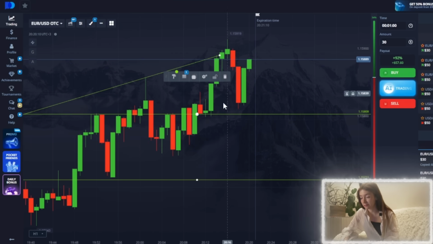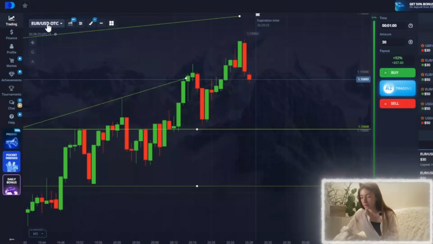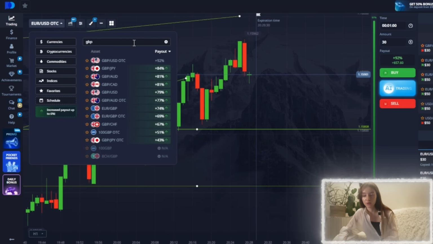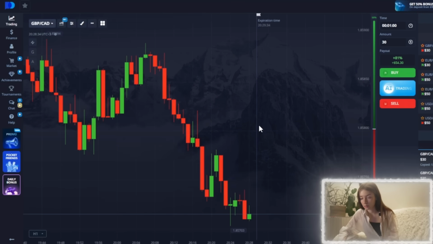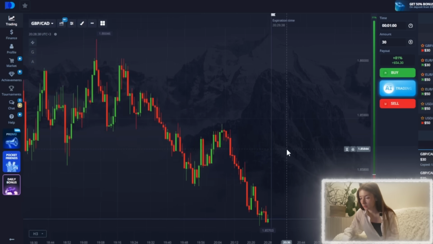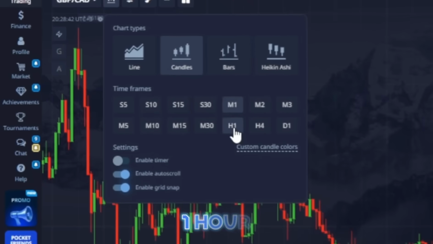Here you see for yourself, we earned 57.16. This is our first order. Now let's move on to the second pair. Let it be the British pound and Canadian dollar, where the tendency is generally to decrease. But if in the span of 1 minute, now we'll look in the span of an hour.